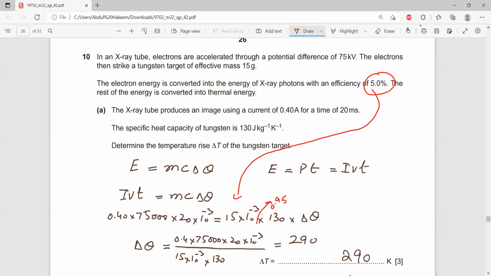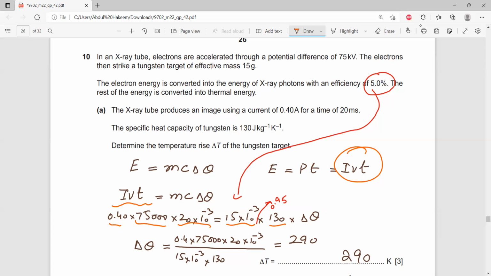E is the heat energy. Energy is power multiplied by time, and the power is current times voltage. So energy is IVt, so IVt is equal to mcΔθ. Current given 0.4, voltage given 75,000, and the time 20 millisecond. The mass in kg is 15 × 10^-3. The specific heat capacity is 130. But look at this 5%. It means 95% is effective here, so we have to multiply this with 0.95 as well.